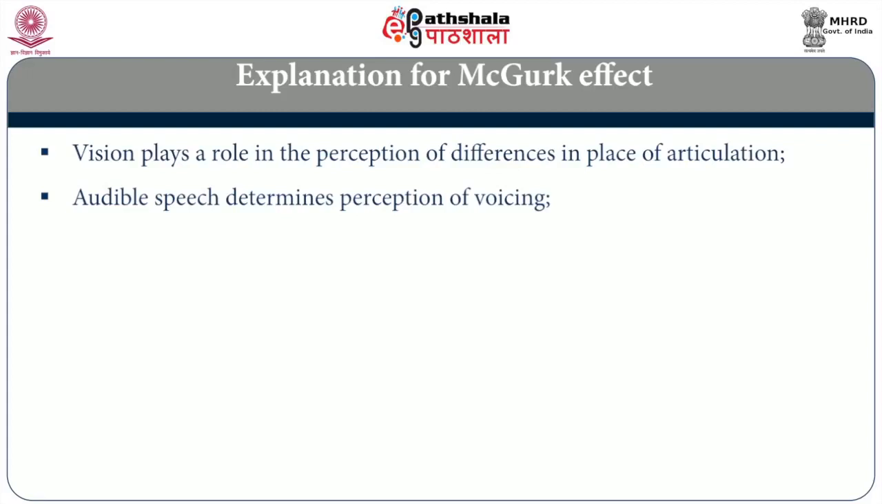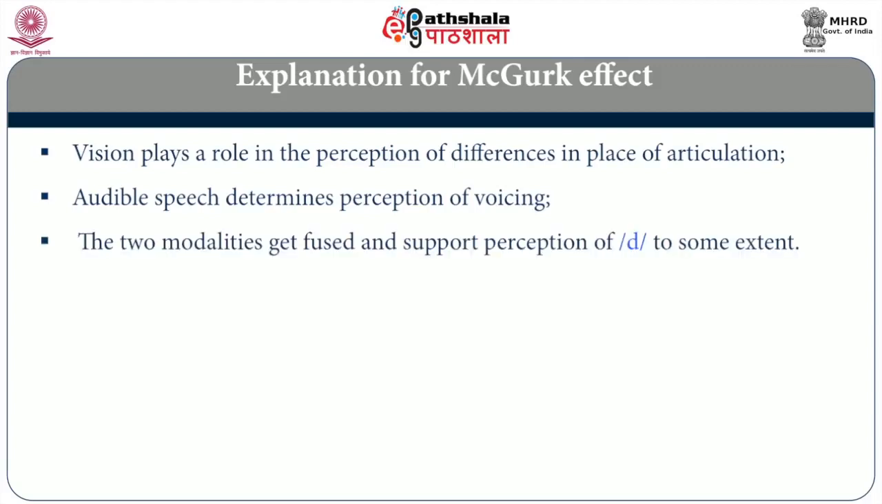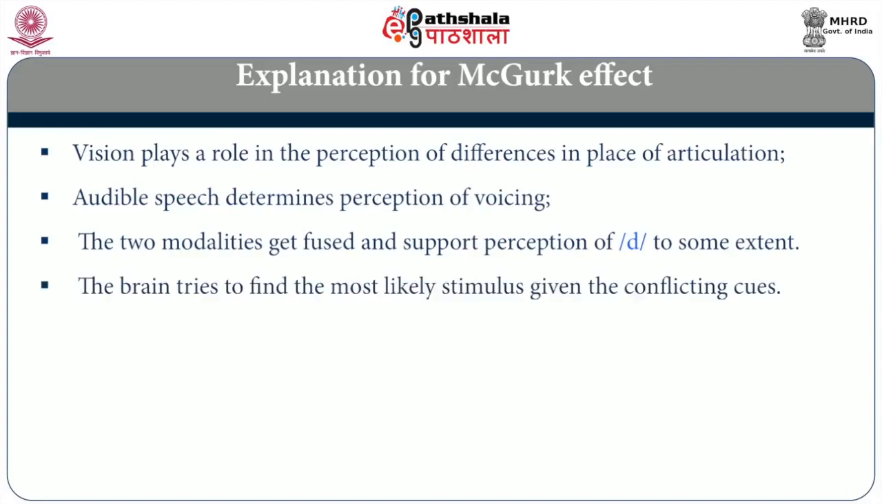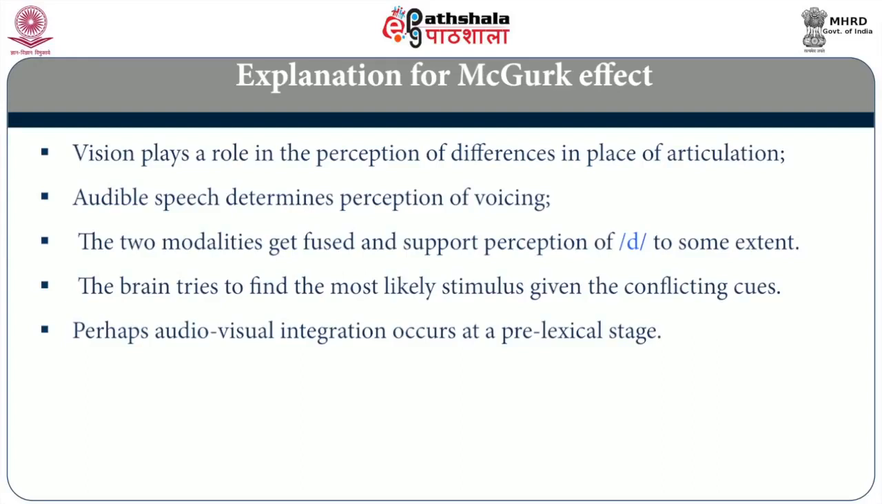And when there is a clash, the brain gets confused. The two modalities get fused and support perception, resulting in da or ga or whatever. The brain tries to find the most likely stimulus given the conflicting cues. When there is a conflict between vision and audition, it just settles for the most likely one, right? In other words, maybe the audiovisual integration is taking place at a pre-lexical stage. That is, even before you reach the mental lexicon, this confusion is happening.